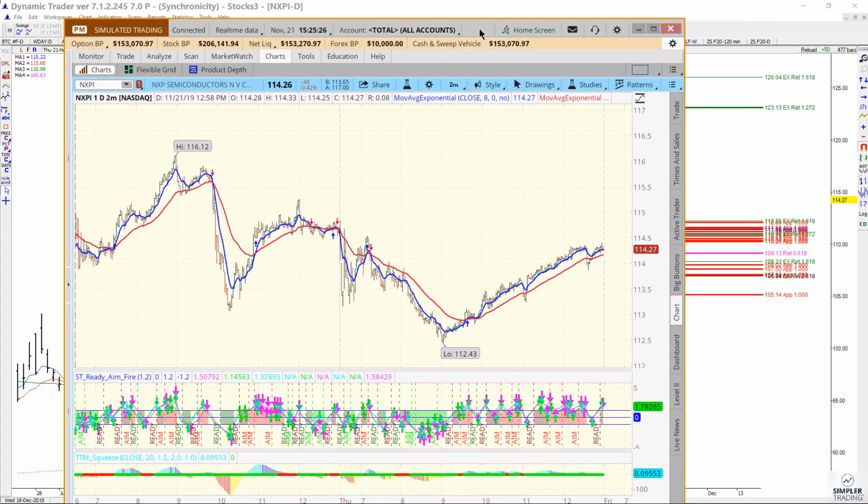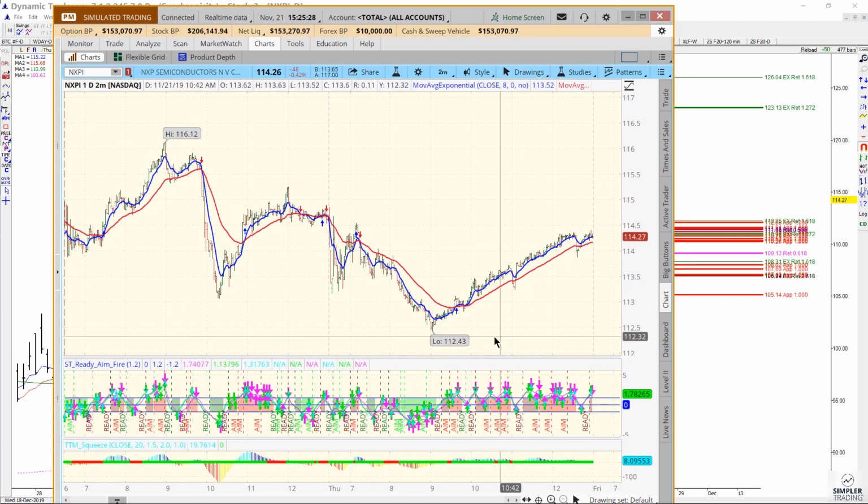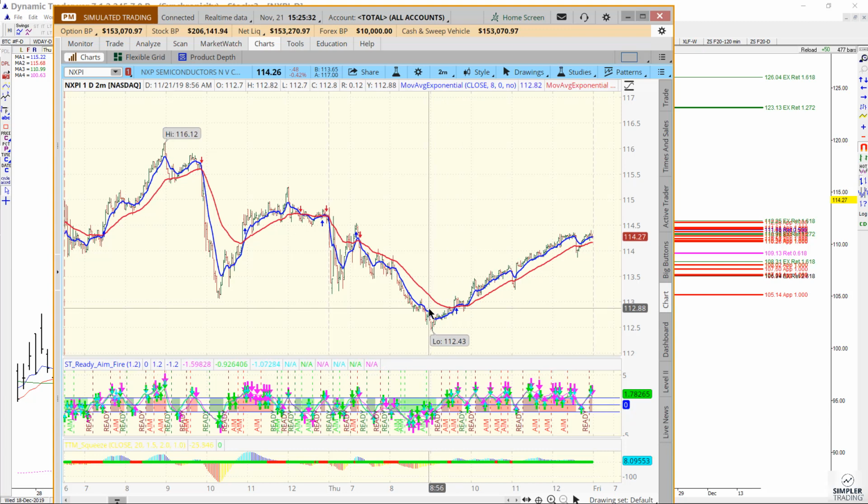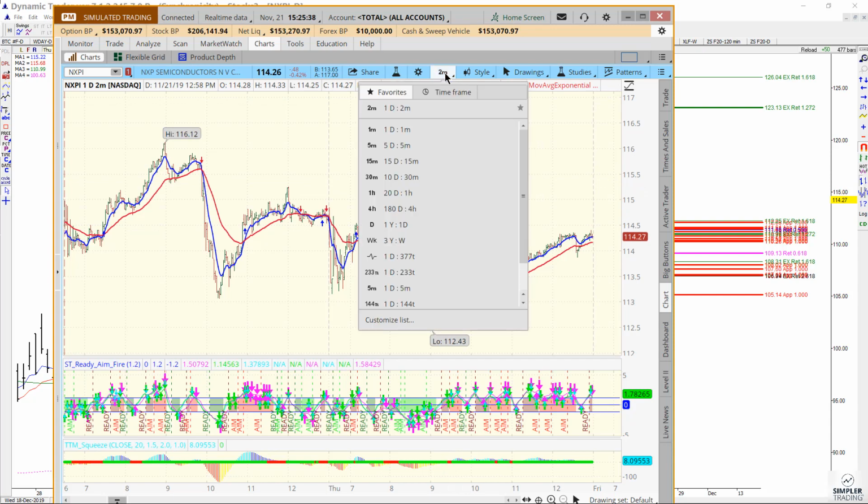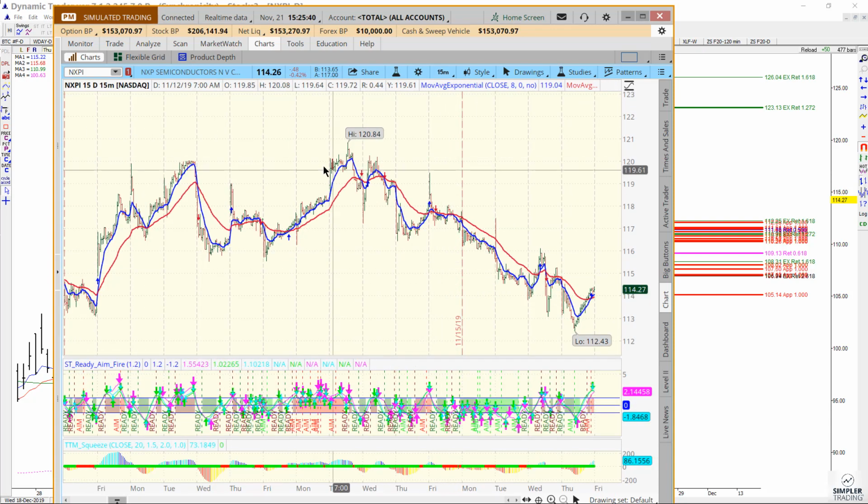Okay, so far we've seen day trade triggers. Here's a 2-minute chart where you had the moving average crossover and you also took out a prior swing high in the process. So that's one time frame that has triggered. Let's take a look at the 15 though.